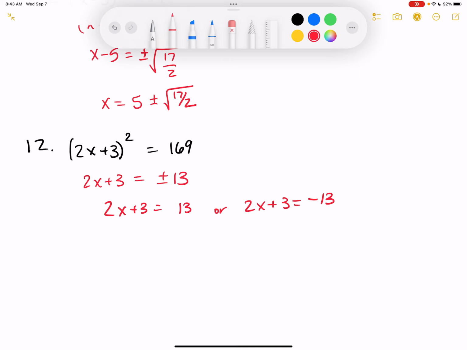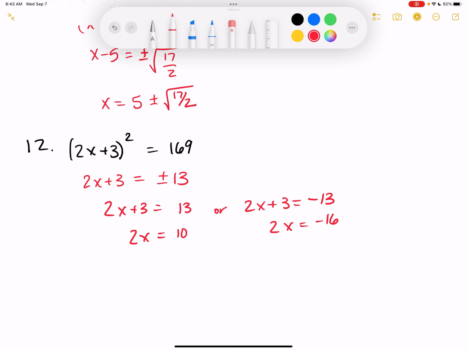You subtract 3 from both sides. Well, you mean from both of them? Yeah, that's what I meant. From both sides. I'm gonna do them simultaneously because why not? I just want to save time.